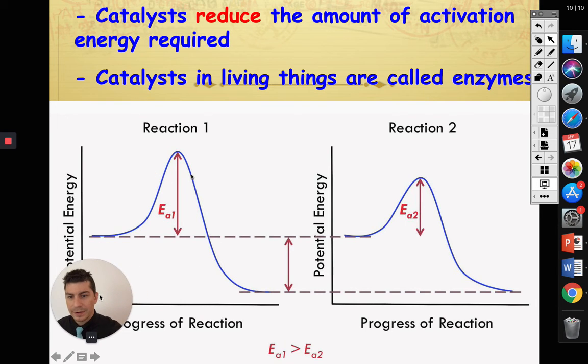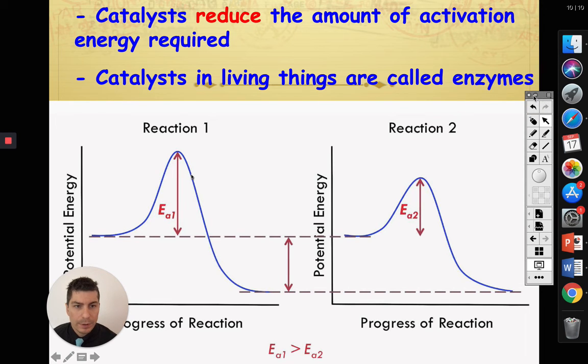Okay, we're going to talk about catalysts, things like enzymes. And we're going to talk about what enzymes do for you. So again, we have these 2 reactions here, right? Catalysts reduce the amount of activation energy required. So if you look here, we're talking about reducing. Which one would have the catalyst in it? Well, number 1 is very big. Number 2 is very small. So number 2 would have the catalyst, okay?